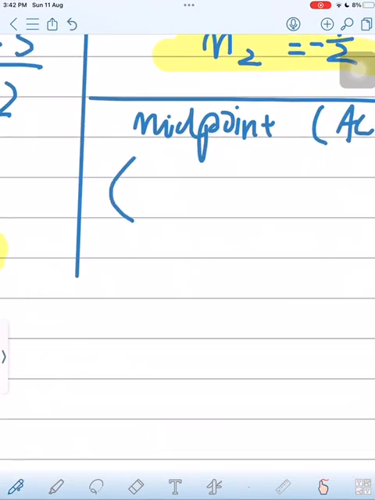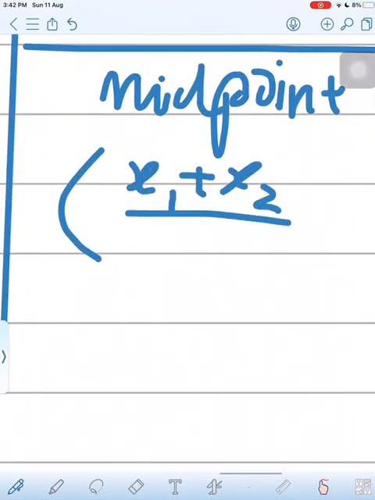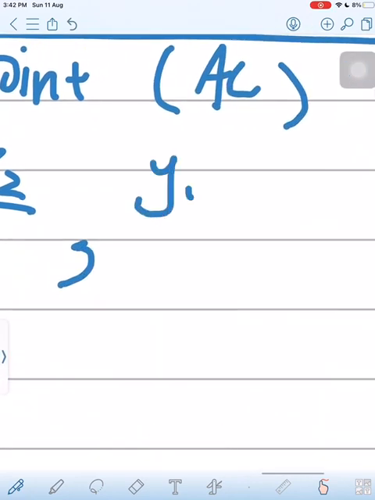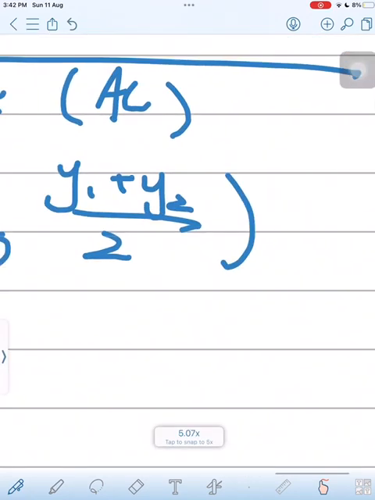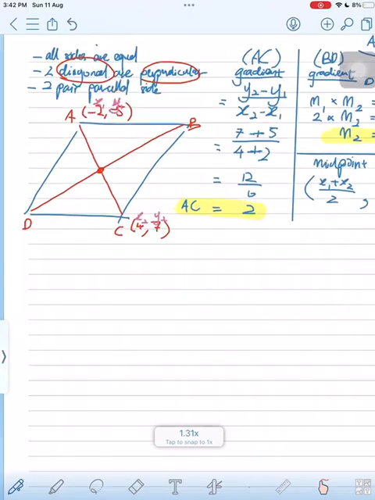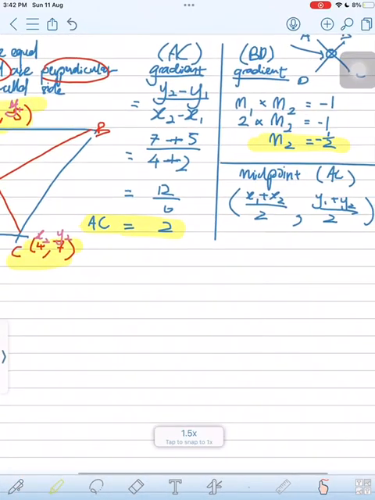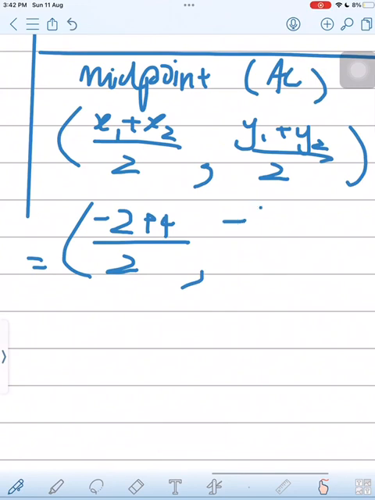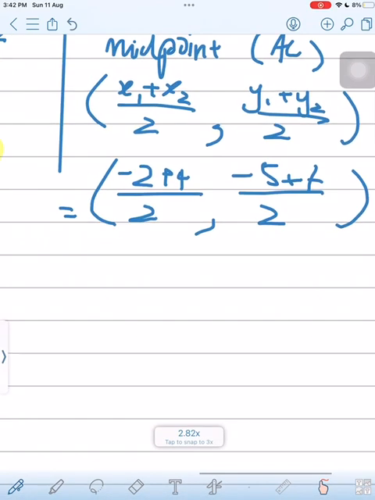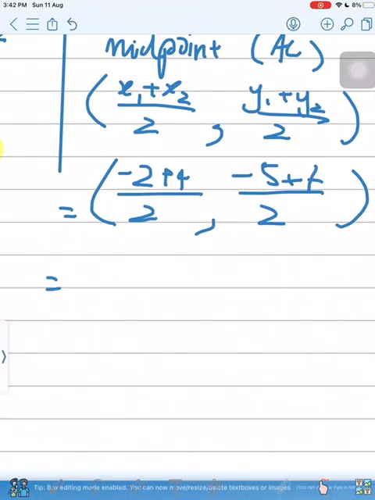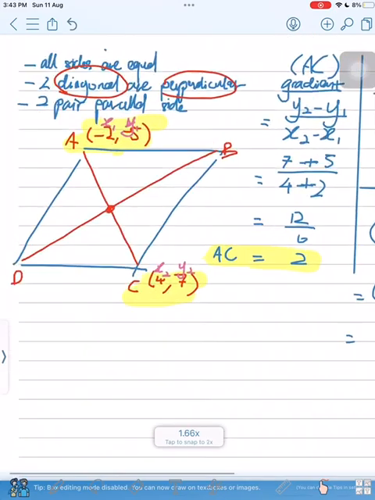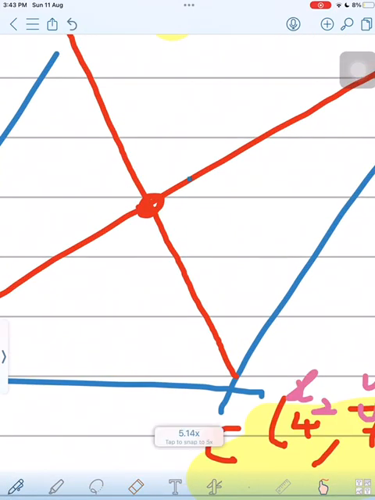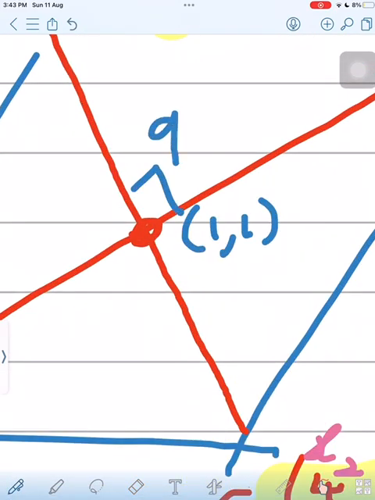Now we're going to look for the midpoint of AC. The formula is (x1 plus x2) divided by 2, and (y1 plus y2) divided by 2. So we substitute in our x1, x2, y1 and y2, and answer it. You'll get 1, 1, which is the point in the middle, their midpoint.